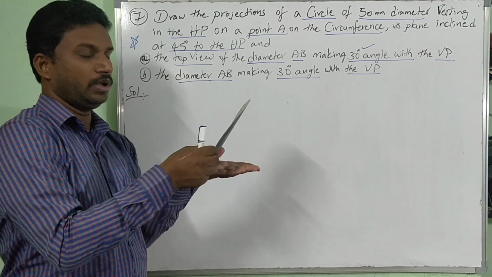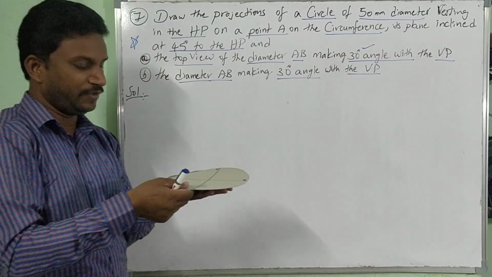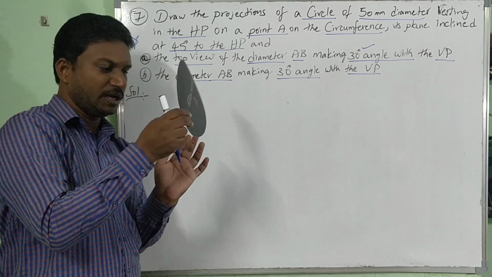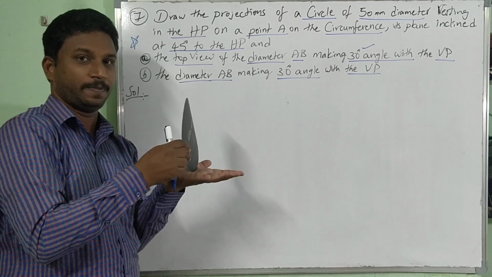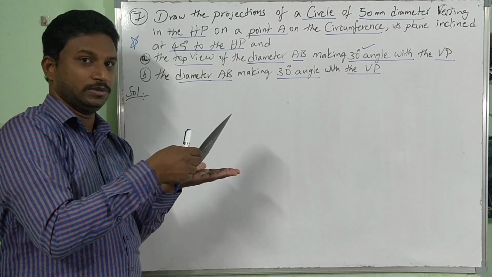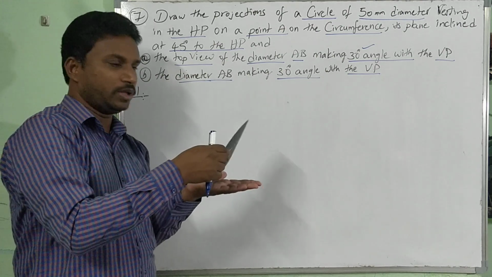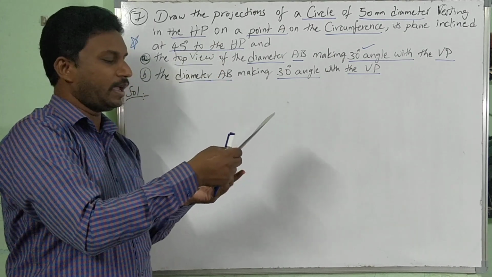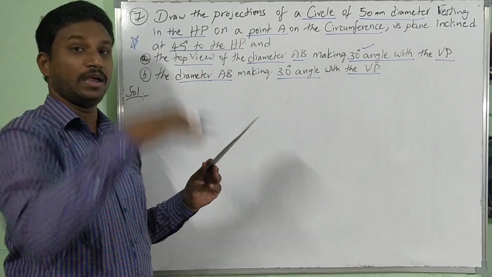with respect to HP. Now, its plane is inclined at 45 degrees to HP. If it is resting with a single point, it may be like this. If it is resting with single point A on HP, now the surface is inclined at 90 degrees to the HP. But here the condition is 45 degrees to the HP, like this. Right? Now, after that, the top view of the diameter. If you look at the top view of this particular position, this top view will look like an ellipse.